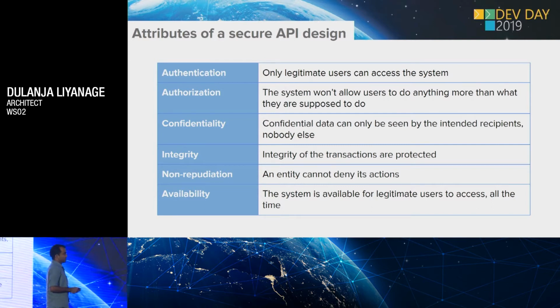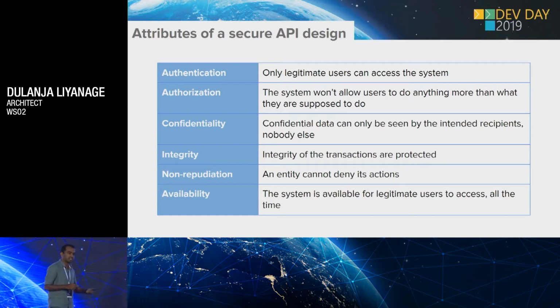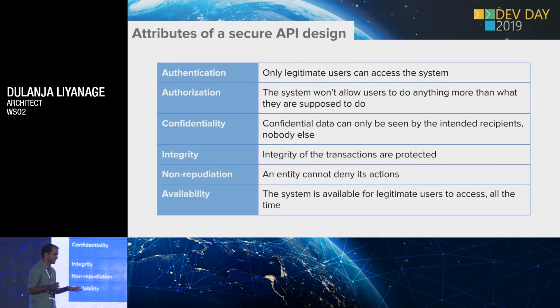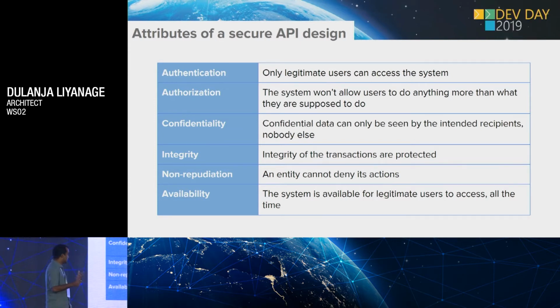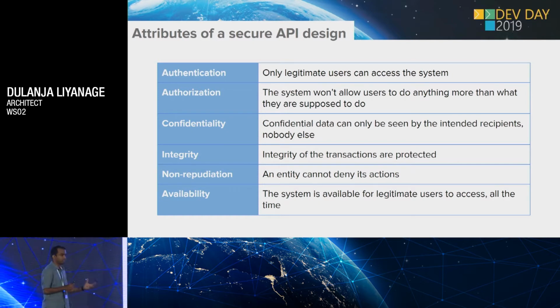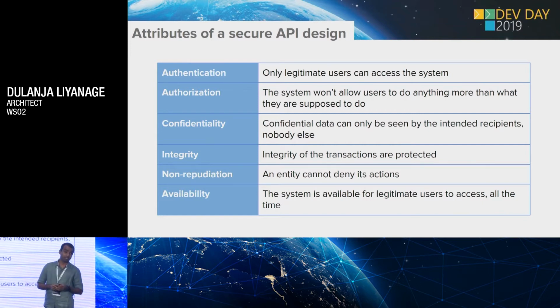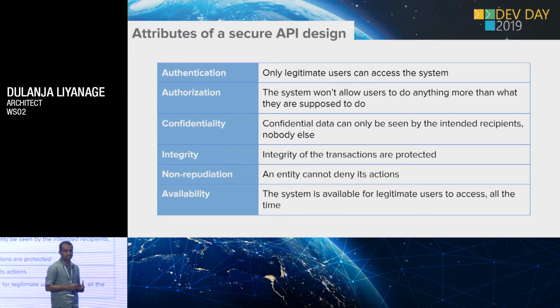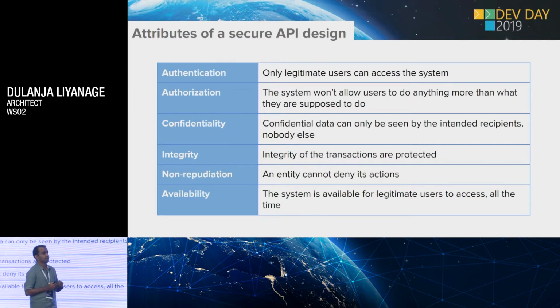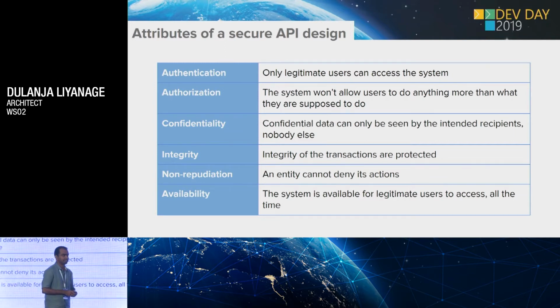Then non-repudiation. That means an entity cannot deny its action. After I send a request to an API, later I can't say I didn't do that. So how do you do that? Logging, right? And again, signing. These are the key aspects to make sure that non-repudiation is there. And availability is that the system should be available at all given times to all its legitimate users. So you have to do monitoring and all those infrastructure level things, scaling, all of them come under this.